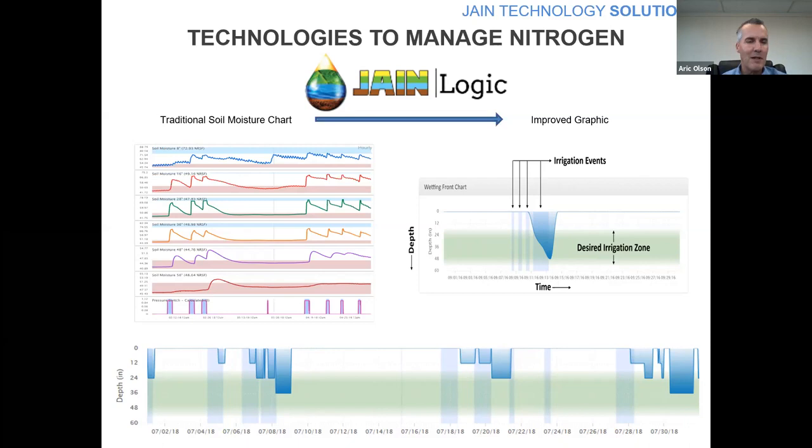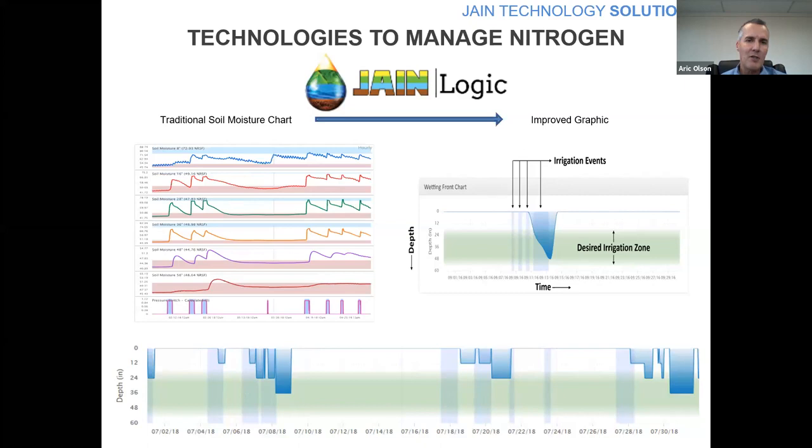The bottom picture shows what a very good irrigation picture looks like, and this is probably an almond crop. You can see the desired root zone again, 24 to 48 inches. We obviously don't want to send water past 48 inches because you're going to waste water, and you're going to waste fertilizer. You can see a couple of those irrigation events got the water right in the middle of that zone, and a couple of them didn't make that.